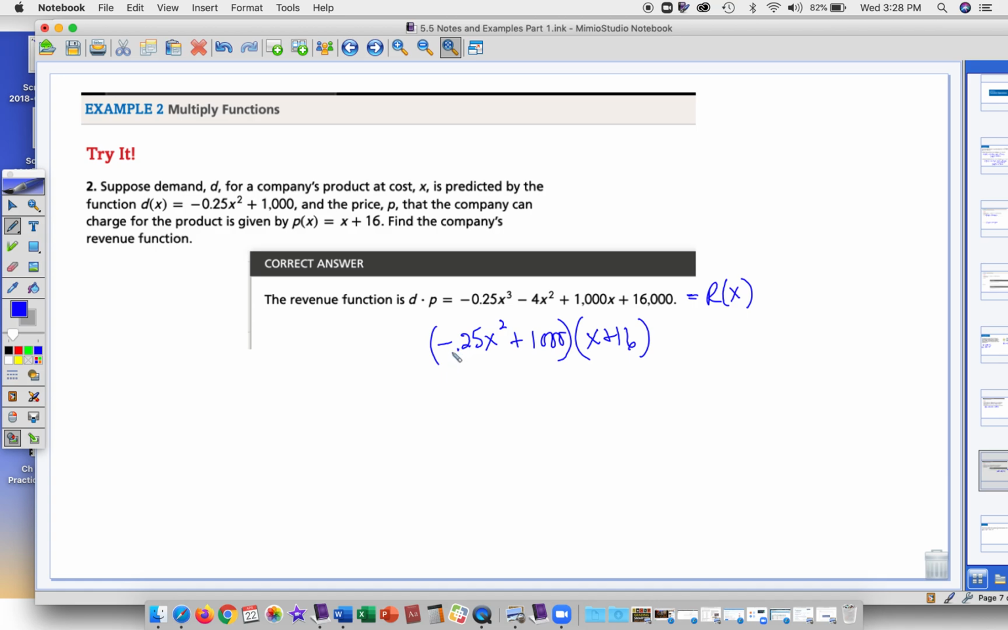So when you FOIL this, negative 0.25 x squared times x gives you the negative 0.25 x cubed. Then the outers, negative 1/4 of 16 is negative 4. So we get the negative 4x squared. The inners is 1,000 times x. And the last two terms is 1,000 times 16. And there's our last two terms. So really this section, none of the mathematics is any different from what you've learned before. It's just a matter of getting used to the new function notation.